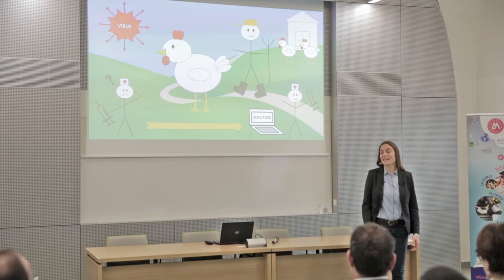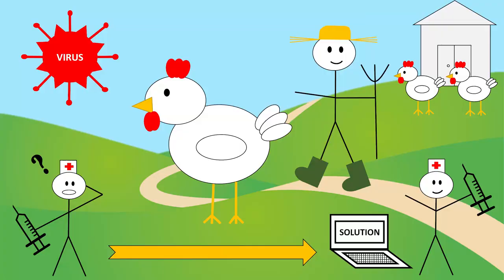Let me introduce you to Mr. Chicken. Mr. Chicken lives on a farm with many other chickens and with his farmer, Farmer John. But the life of Mr. Chicken is not as peaceful as we may think it is. He is threatened by a very deadly and contagious viral disease called avian influenza.